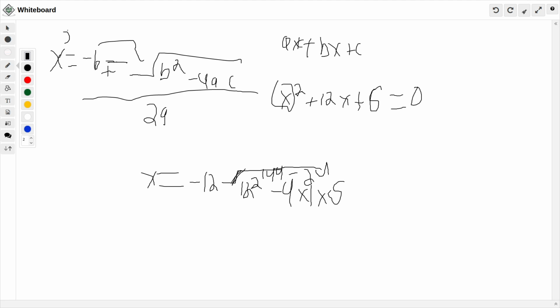That equals, give me 1 second. 144 minus 24 is 120. Okay, so 120. And times 2 times a, which should be 2. That's nice. And we have to do the square root.